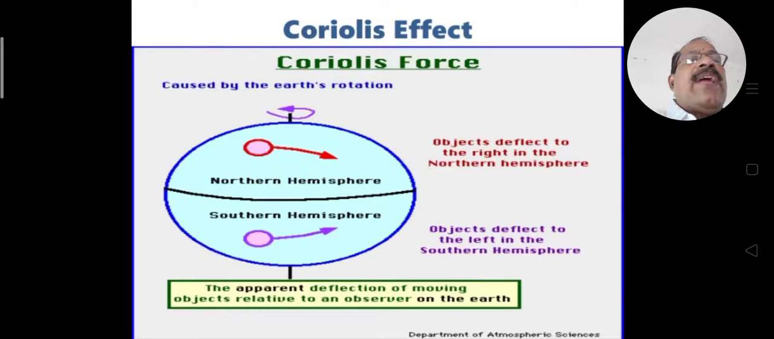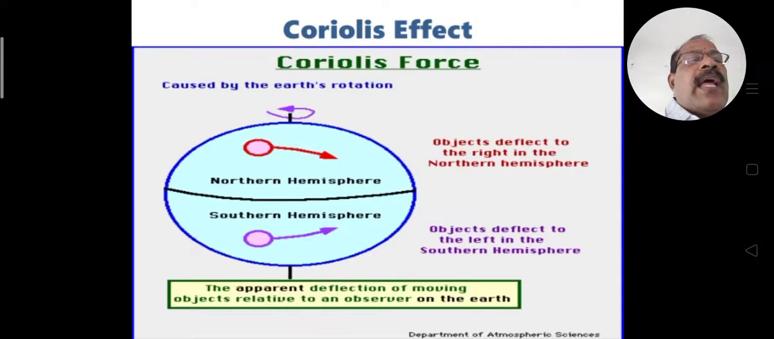So what is the Coriolis effect? This diagram explains it. Here is a globe. The central line is the equator, with the northern hemisphere above and the southern hemisphere below. The Coriolis force is caused by the earth's rotation.